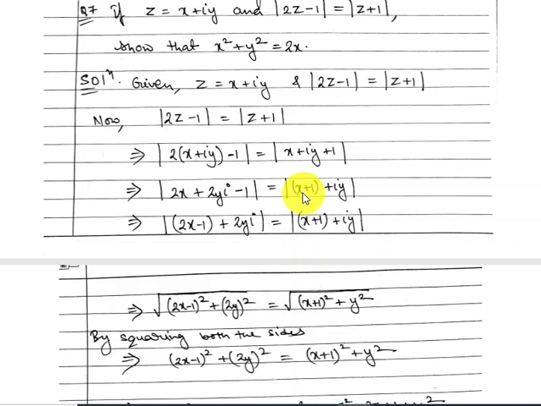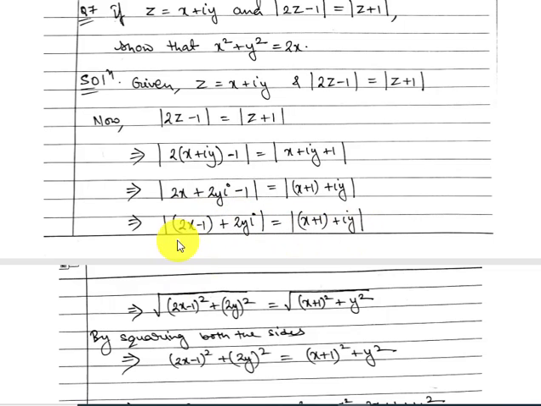That means here, if you compare with the complex number a plus ib, x plus 1 is like a for you and y is b for you in this. Here your a is 2x minus 1 and your b is 2y. Anyway, now we are finding the modulus on both sides.